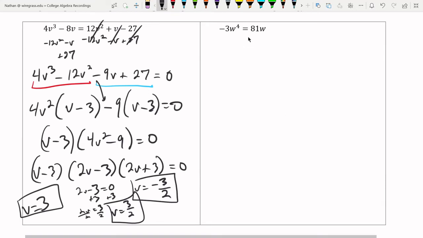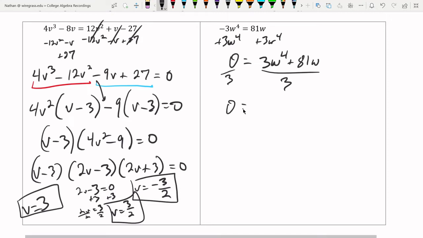All right, this is a 4th power. Once again, I'm going to get the variables over to one side. I'm going to add 3w to the 4th over because that makes it positive. And I will work with positives if I can. So we get 3w to the 4th plus 81w. And I can divide out by 3 from both things. So it'll give me w to the 4th plus 27w.